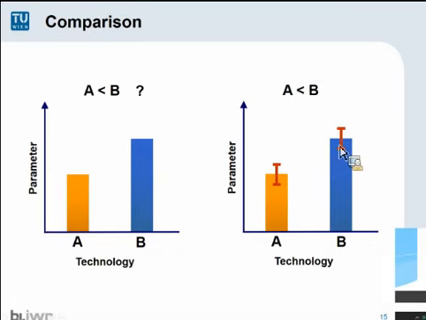But it can also look completely different. Let's say the uncertainty ranges are much, much larger. And now you see that here is an area where these uncertainty ranges are overlapping. And that means no statistical test would tell you here that technology A is better than technology B because of these overlapping uncertainty ranges.